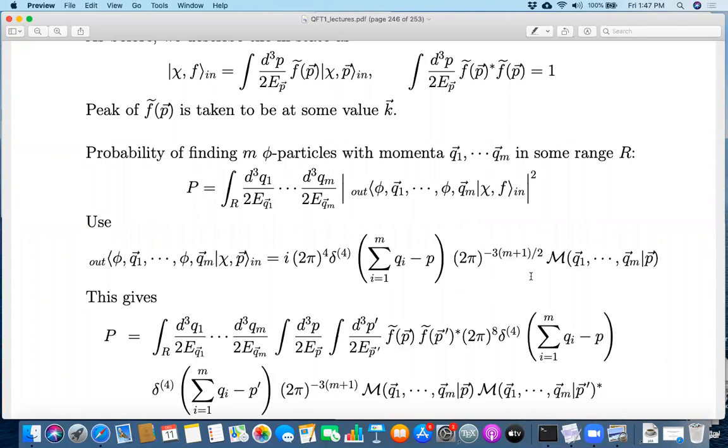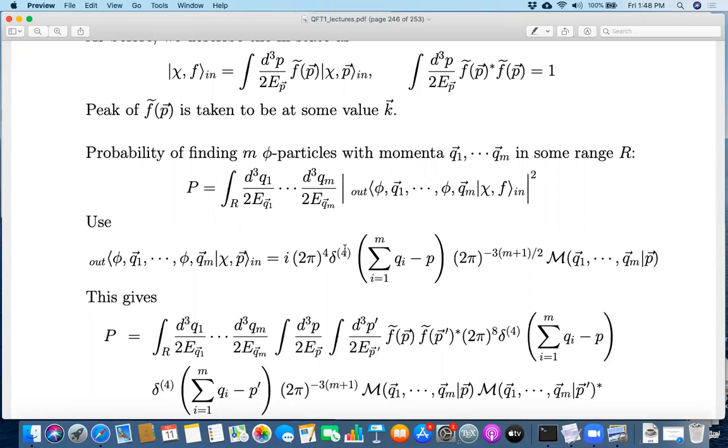Then we also extract out this factor of (2π) to the power minus 3(m+n)/2, which is just a convention, but it's a useful thing to do. And then we have the matrix element M, which is a function of the incoming and outgoing momenta. Strictly, I should have also written phi and chi here, but just to shorten our expressions, I have dropped the phi's and the chi's. It's understood that the M you're talking about has one incoming chi and m outgoing phi's.